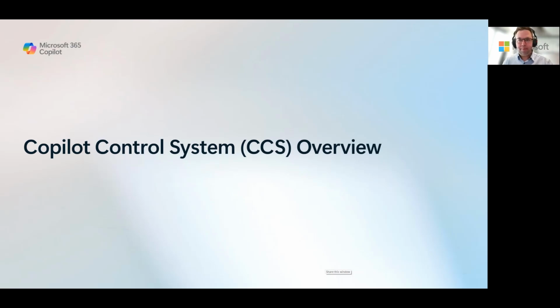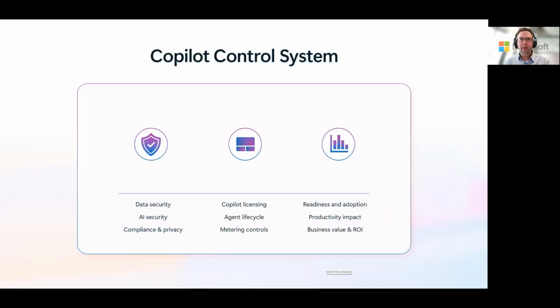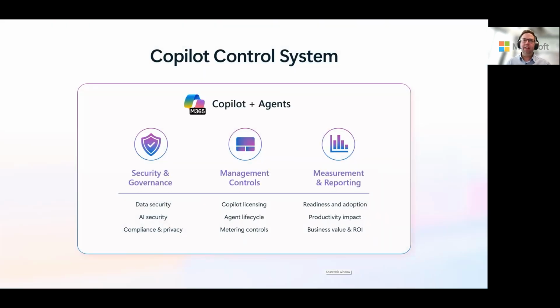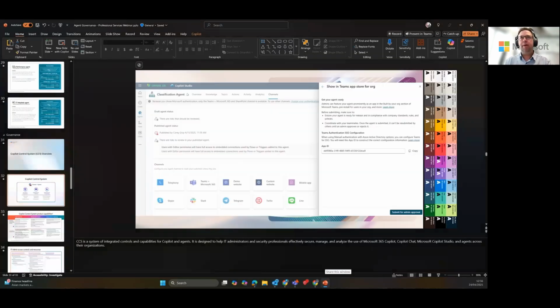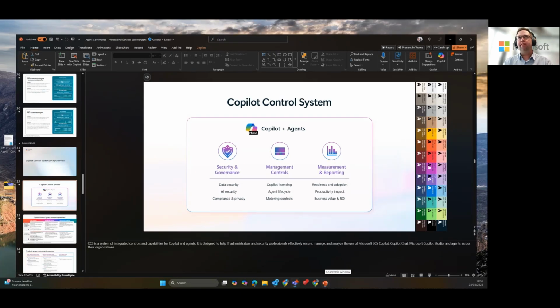So I've already shown you some of the Copilot control system. The idea is this is a place where you can have an overview of all of those agents, so declarative agents that we talked about. And we're making some changes under the covers to actually make this better and more fully fledged around that governance. Let me just come out of the slides for a second and I'll show you where this lives.